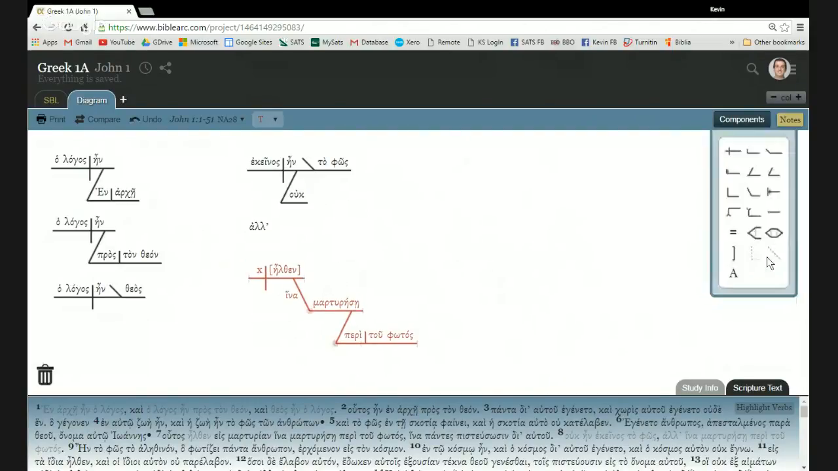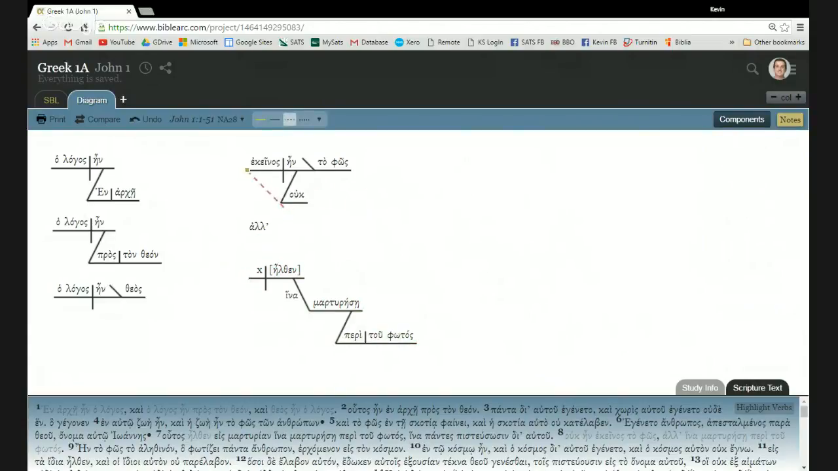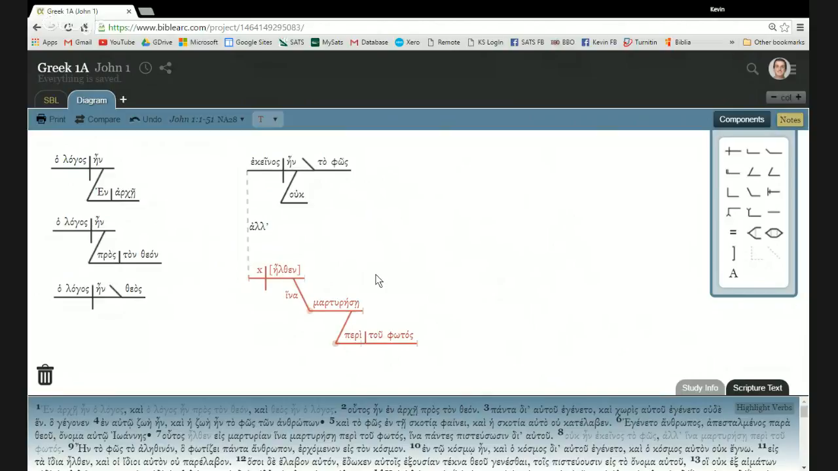Does that make sense? Yeah, it does make sense. I just sometimes struggle when you've got more than one thing attached to the same verb to diagram it.